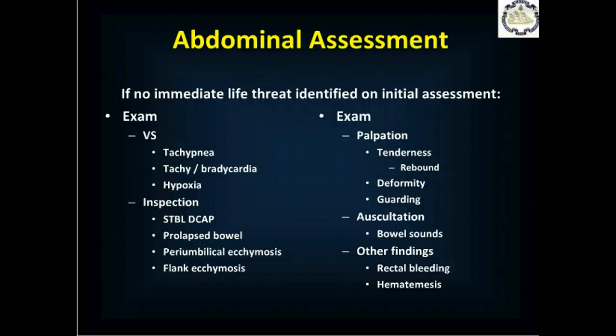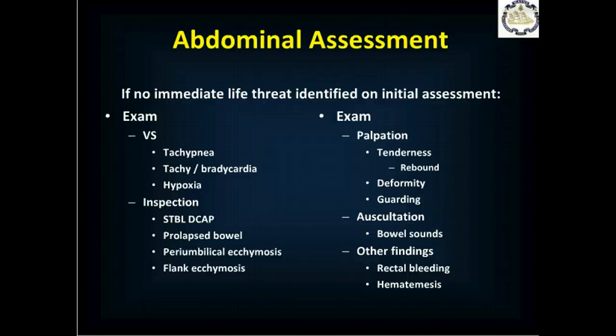Prolapsed bowel, bowel on the outside of the abdomen, bad sign. Any bruising around the flank or around the belly button, those are signs of internal bleeding, also bad signs. On exam, palpate the abdomen. If there's tenderness, particularly if there's percussion tenderness or rebound tenderness, that is a sign that the peritoneum is inflamed. That's not good, because that's usually blood or ruptured bowel with bowel contents leaking into the abdomen doing that.